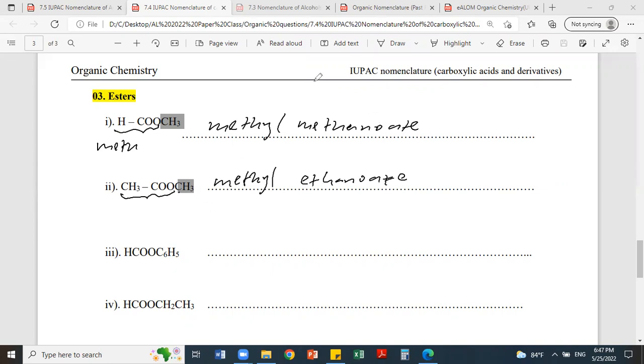The next one, C6H5 is phenyl, phenyl methanoate. This is a phenyl group. It's not directly attached to the carbon on the other side, so it becomes phenyl methanoate.